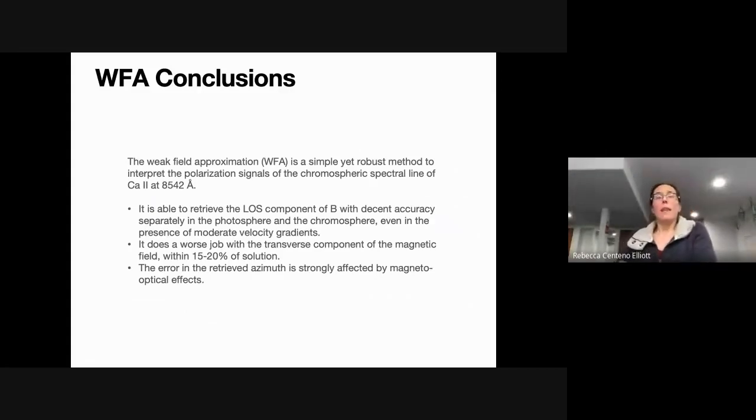Even though I didn't show it here, this weak field approximation does break down in the very weak field regime, where the polarization signatures, at least the linear polarization signatures, are dominated by scattering processes and the Hanle effect. So in that context, below a magnetic field of 100 Gauss or up to 200, depending on the observing geometry, this weak field approximation does break down. But for larger field strengths, it's actually valid up to 1,000 Gauss.